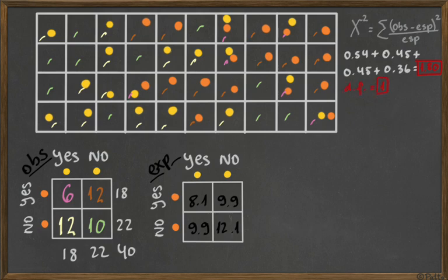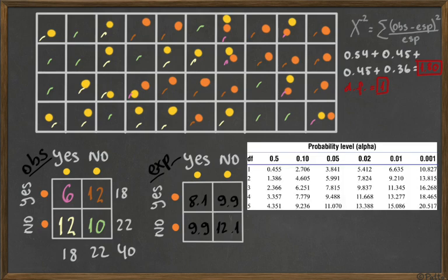1.80, so what I do now, degrees of freedom is 1, because I have 2 columns minus 1 times 2 rows minus 1, so 1 degree of freedom. So I'll check that on the table. And now you tell me, is the observed matching the expected? My hypothesis is that observed is different from the expected.